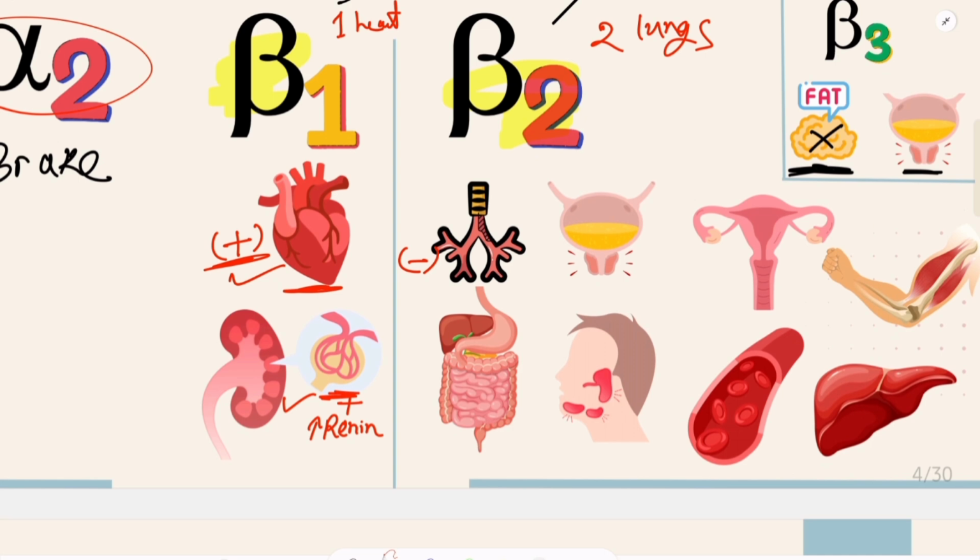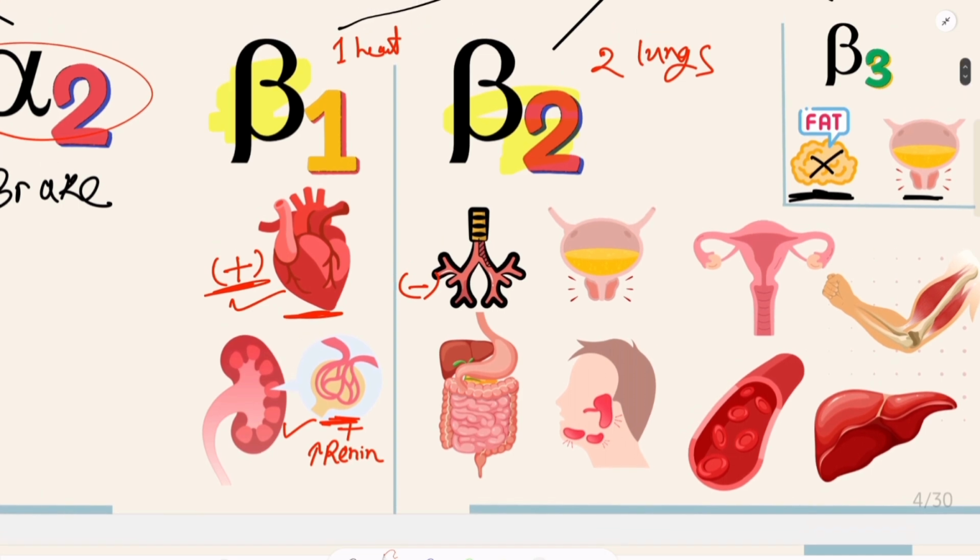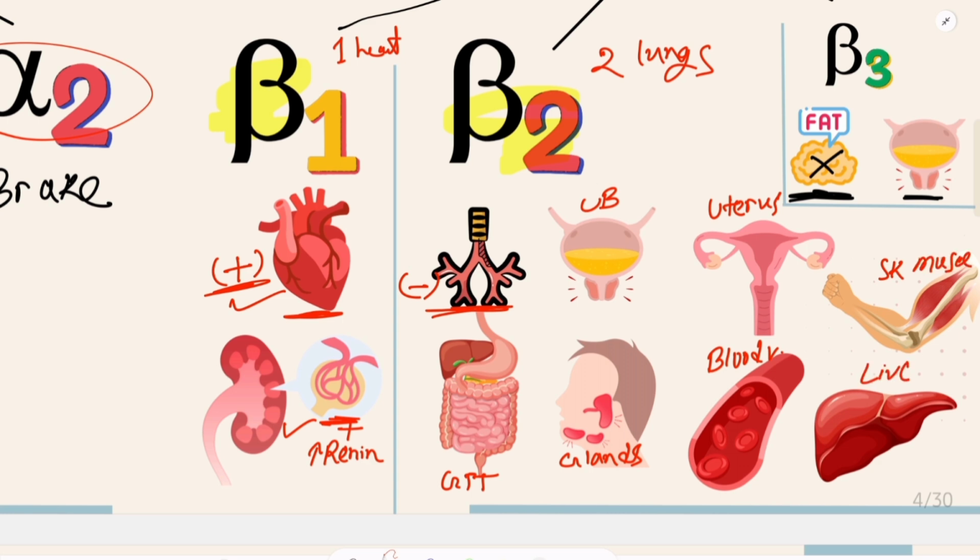Beta 2 is present mainly in the lungs, means the bronchus. It is present in the gastrointestinal tract. It is present in the urinary bladder. It is present in the glands. It is present in the uterus. It is present in the blood vessel. It is present in the skeletal muscle. It is present in the liver.